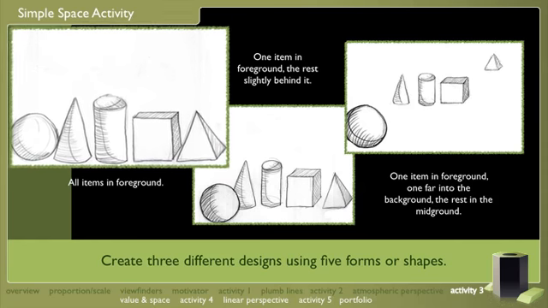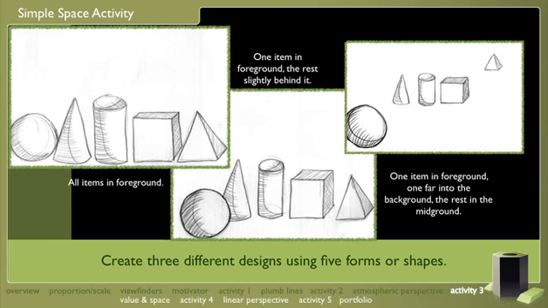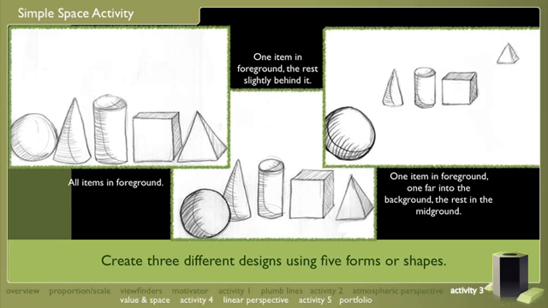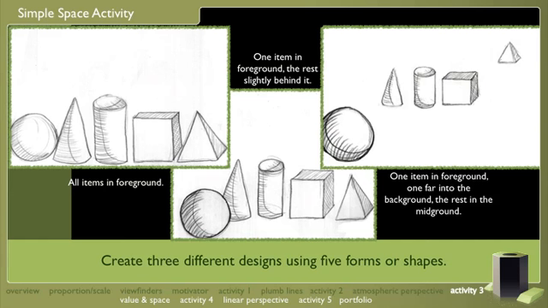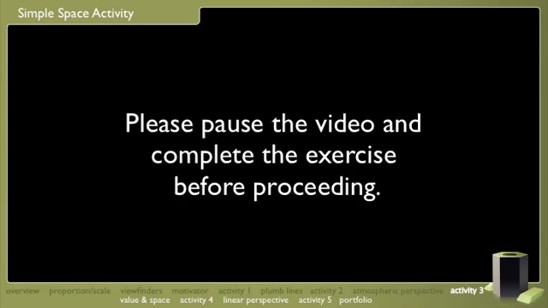Draw all the items as close to the foreground as possible. Draw one item close to the foreground and make the others look as if they are slightly further back. Draw one item close to the foreground, one far into the background, and the other 3 in the midground. Write a paragraph in your sketchbook describing what you have learned about the illusion of depth.